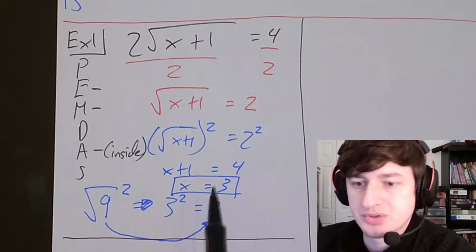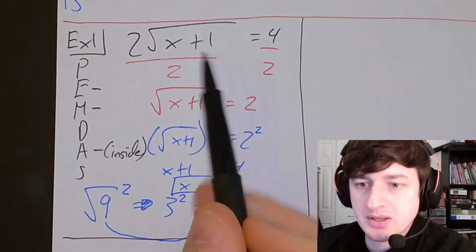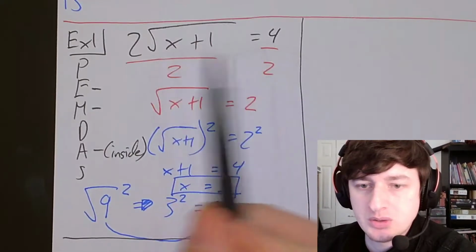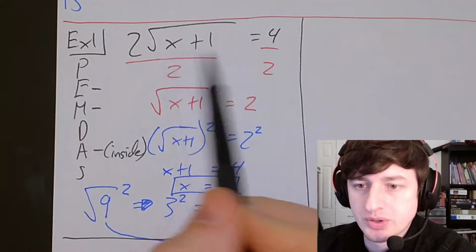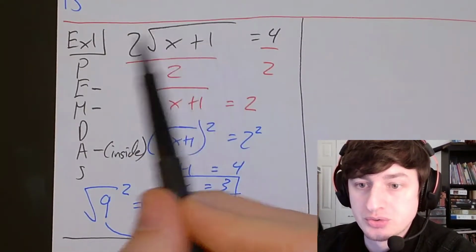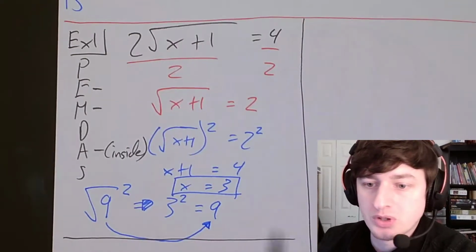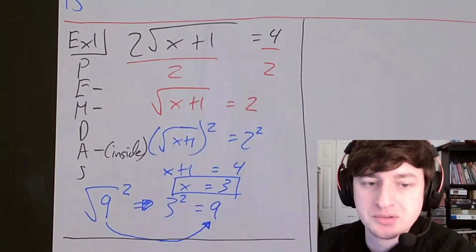So we get x equals 3. We could plug this back into here, and it should be equal, right? If I do the square root of 4 is 2, 2 times 2 is 4. So we can always check our answer by plugging this back in and then simplifying.